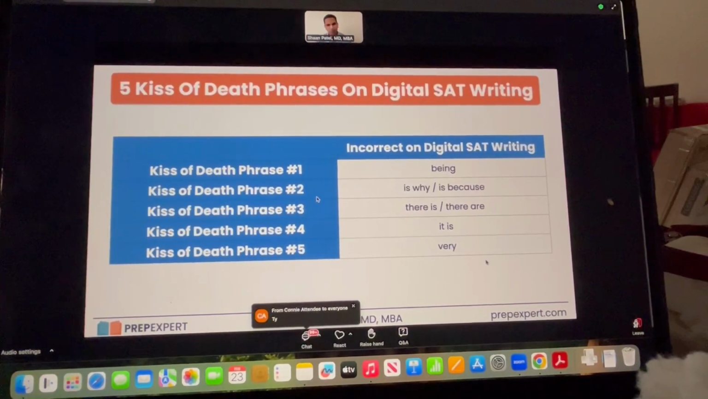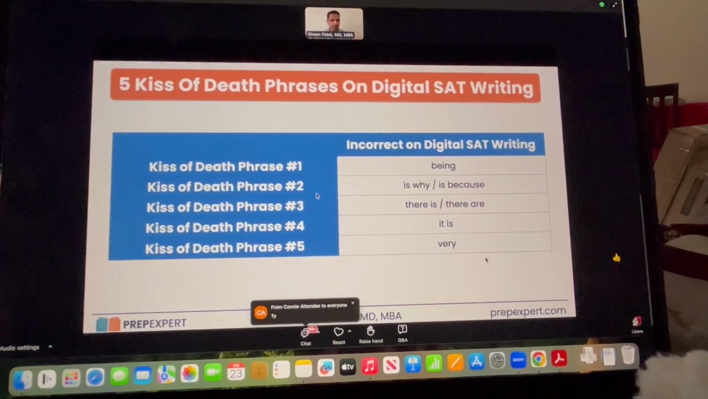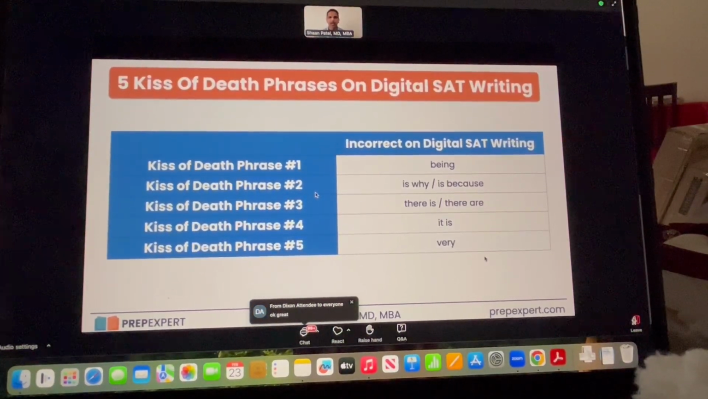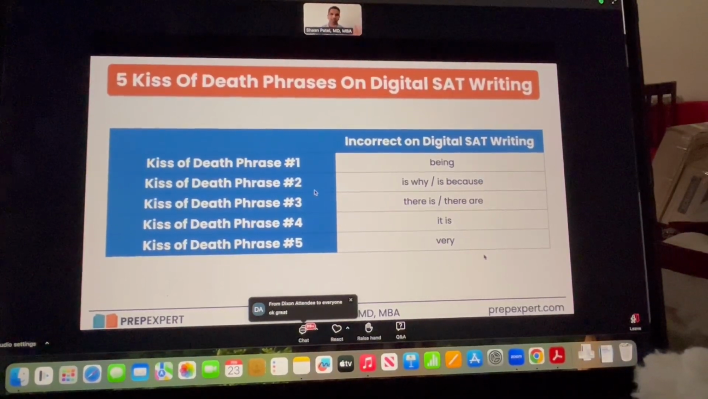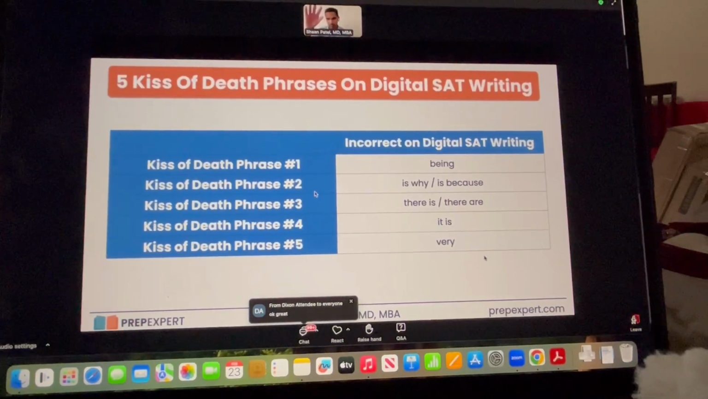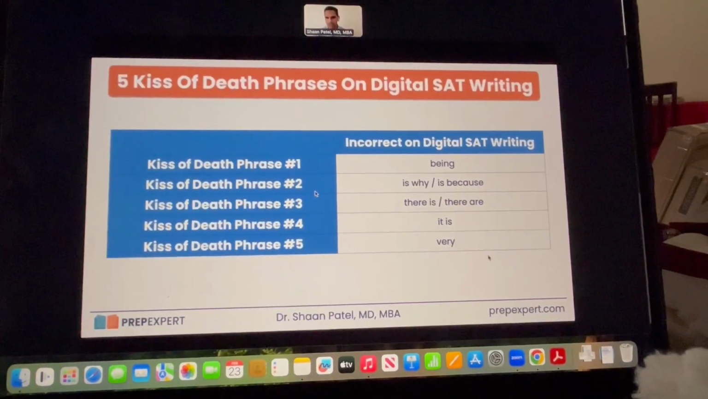I'm not going to get into why these words and phrases are always incorrect, but it has to do with active voice and passive voice. These phrases usually create passive voice, and the SAT, ACT, PSAT prefer active voice. That's a larger discussion. But for now, just know that these words and phrases are always incorrect.